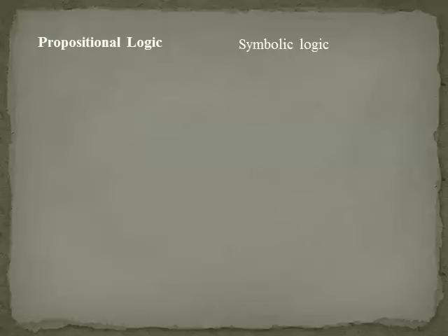Propositional logic is also typically what we have in mind when we talk about symbolic logic. Symbolic logic, because what's happening is we're beginning to symbolize the relationships between statements. So instead of using the English words "if A then B," we would write A horseshoe B, where the horseshoe is the symbol standing for "if then."